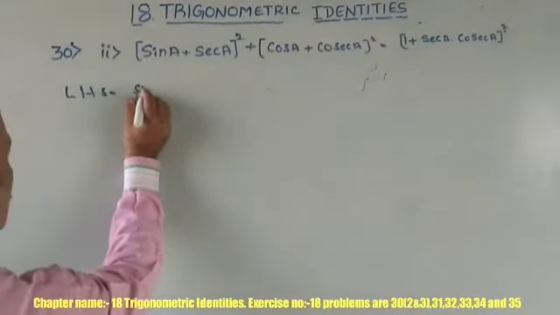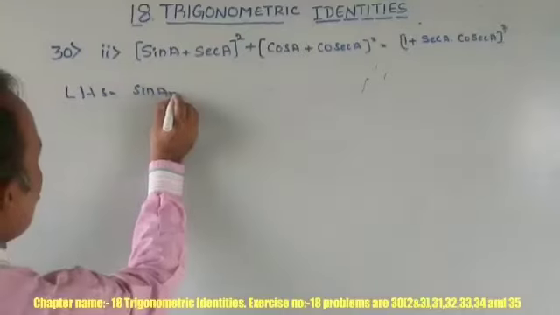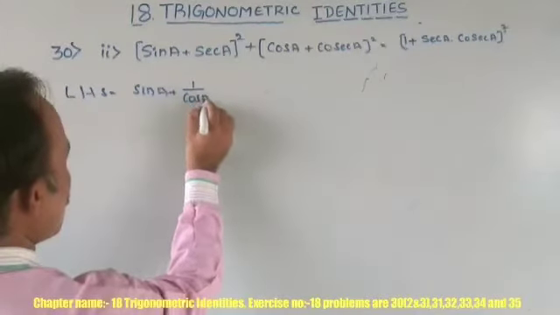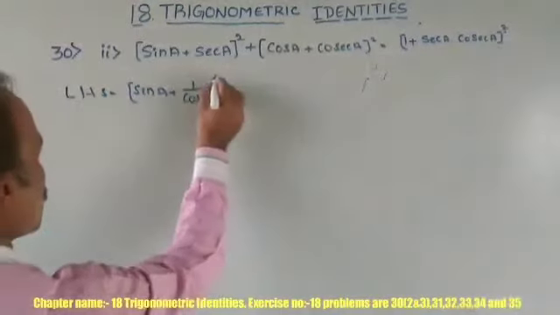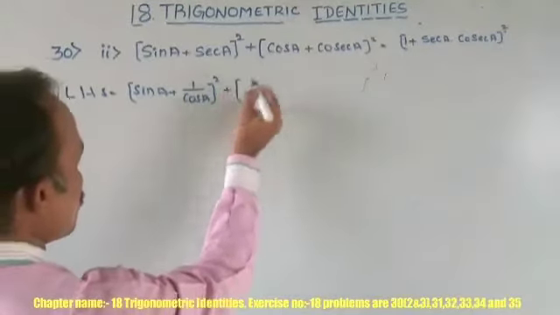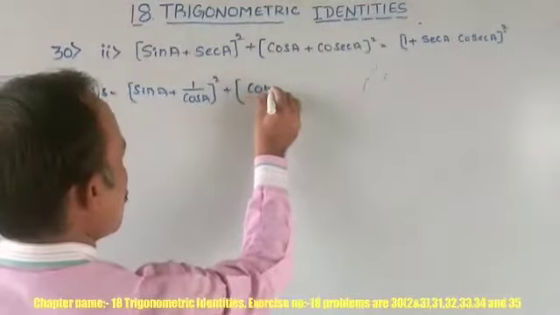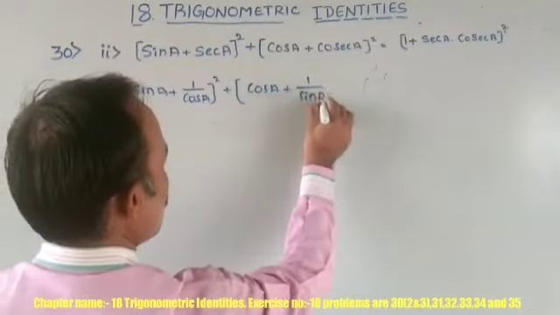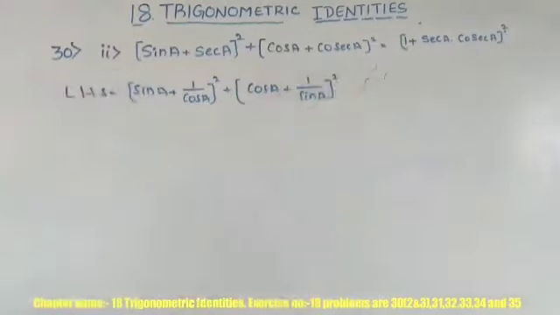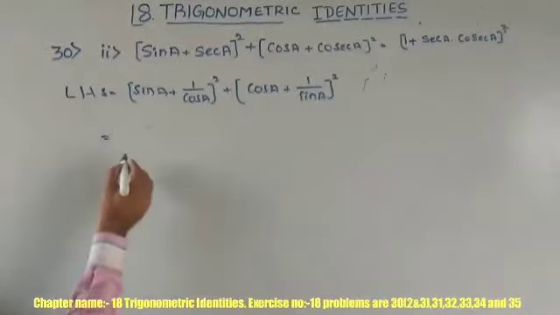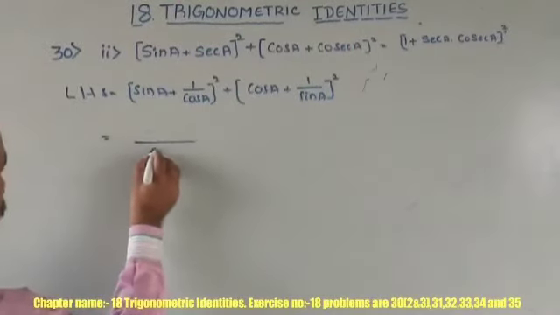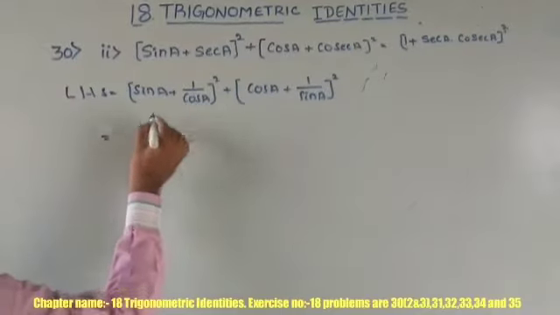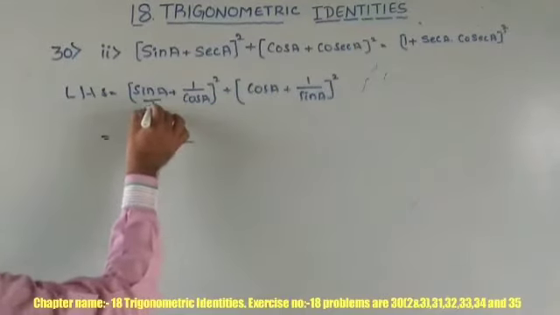as sin A as it is plus secant A can be written as 1 divided by cos A, whole square, plus cos A as it is, cosecant A can be written as 1 divided by sin A, whole square. So this is equal. Take LCM now. So what is the LCM? Cos A. Yes, correct. Cos A is the LCM. So here what do we get? Denominator 1. So cos A by 1, that is cos A.